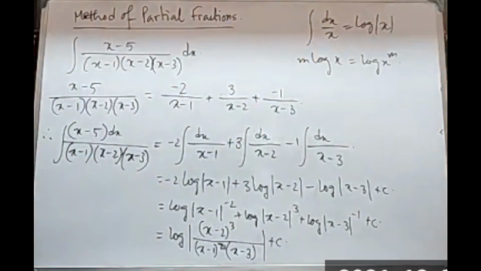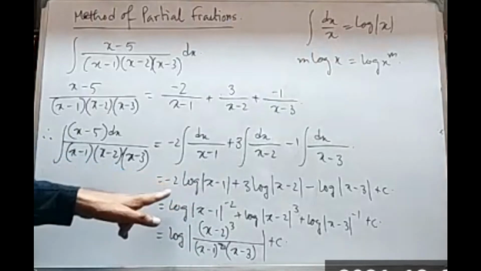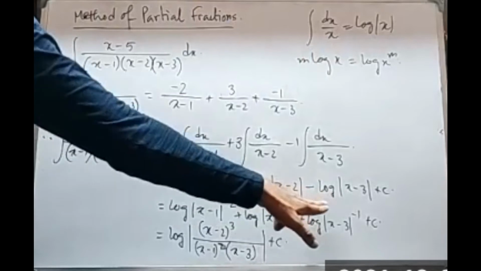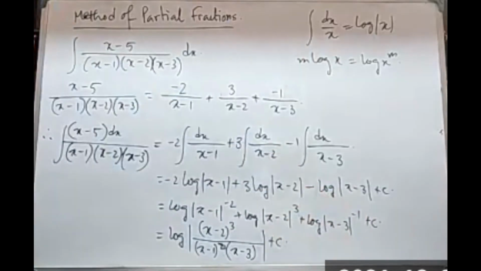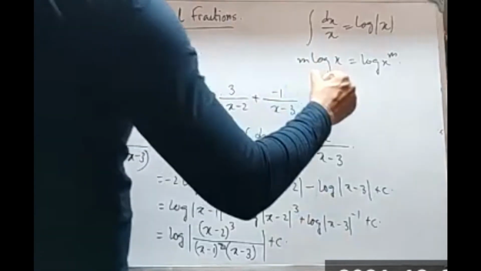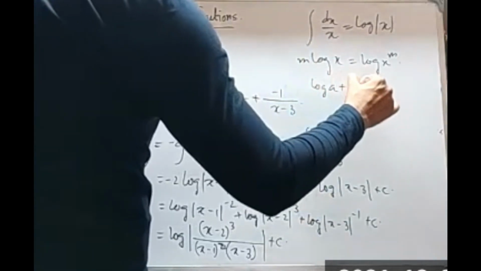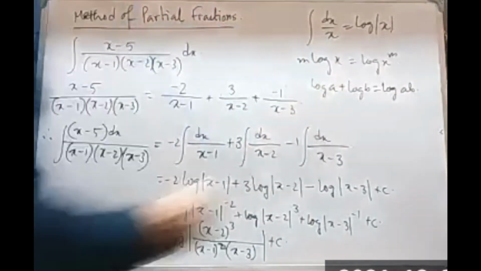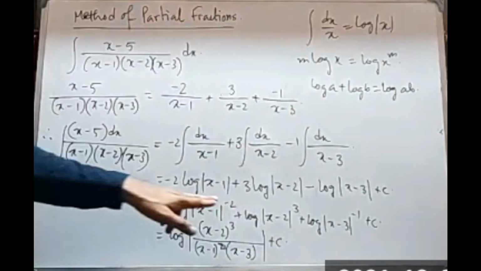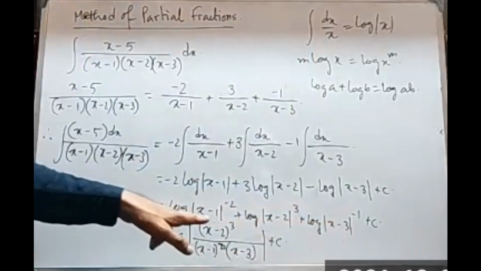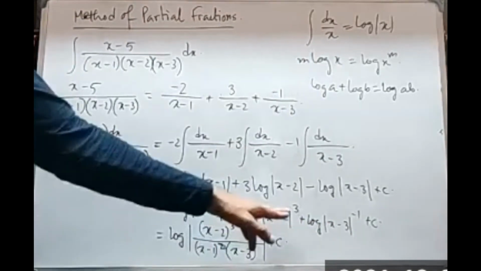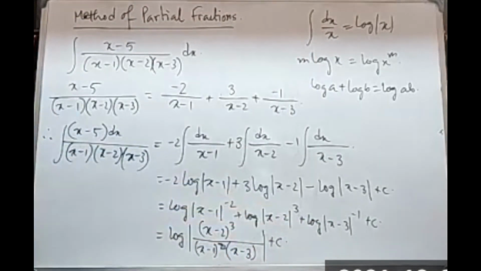This is the formula we are applying. So minus 2 is coming to the power, here 3 is coming to the power, and here minus 1 is coming to the power. And then we apply this formula, log a plus log b equals log of ab. The third term has negative power, so it comes in the denominator, and this has positive power, so it is in the numerator.